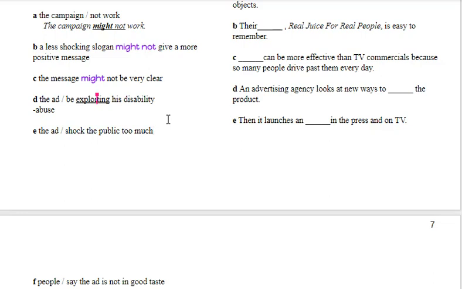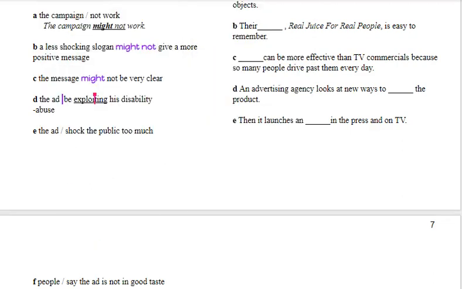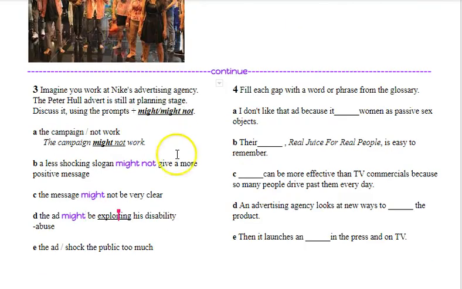Okay, so letter D. What's your answer? We're not yet done with letter D. So letter D, what's your answer? Abuse. The ad might be exploiting his disability. Alright.